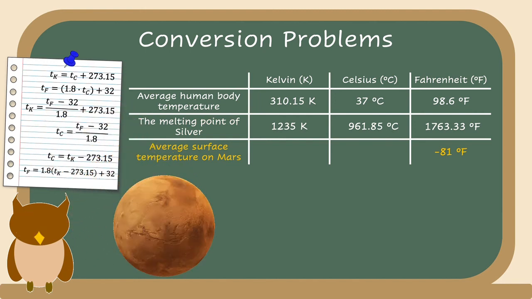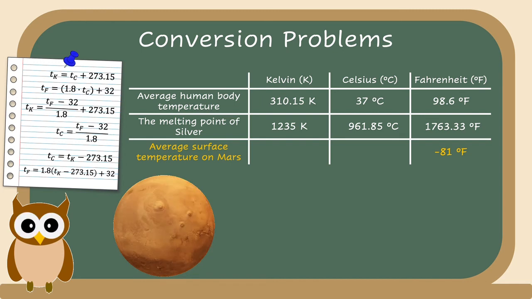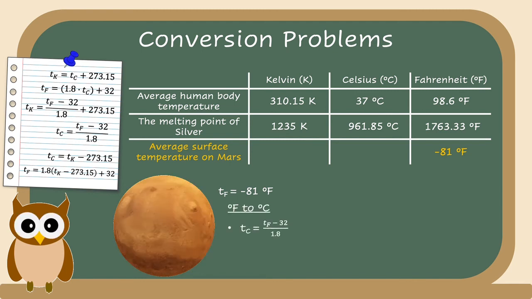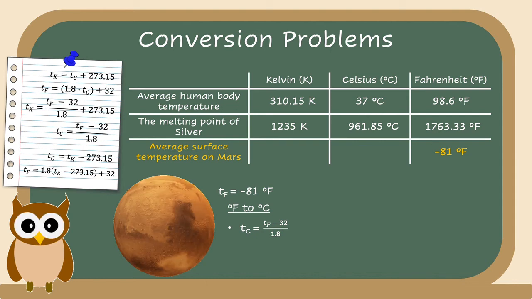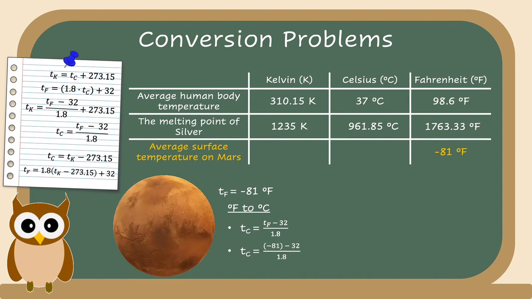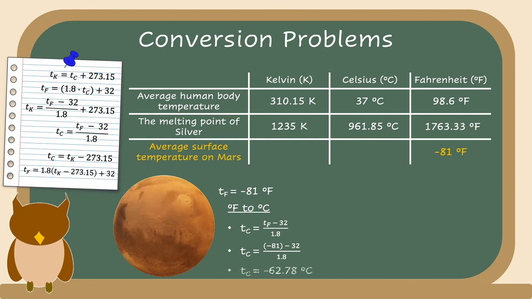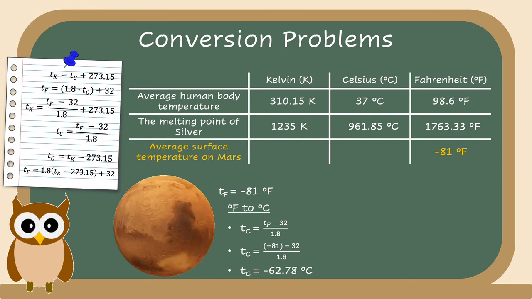Okay, our last problem asks us to find the average surface temperature on Mars in Kelvin and Celsius. Our starting temperature is minus 81 degrees Fahrenheit. To get to Celsius, we must subtract 32 and then divide by 1.8. So negative 81 minus 32 gives us minus 113. And then dividing by 1.8 gives us a temperature of minus 62.78 degrees Celsius.